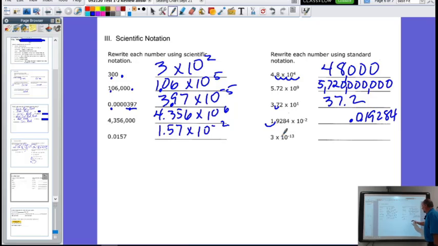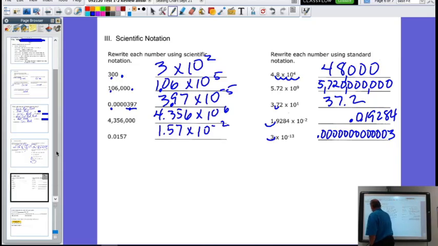Okay, now this one, I've got to move it 13 places. Well, one of the places is right around the 3, and then I got to move it 12 more times. So that means I've got 1, 2, 3, 4, 5, 6, 7, 8, 9, 10, 11, 12 times, and then the 3. Okay, so that's scientific notation.